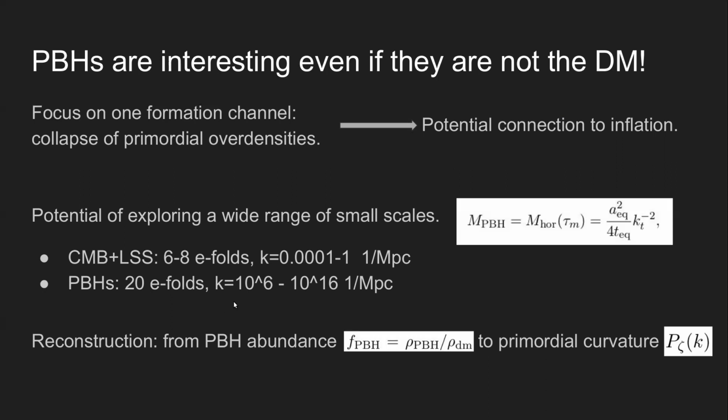With primordial black holes, you can hope to probe from 10^6 to 10^16 inverse megaparsecs, which corresponds to 20 e-folds of inflation. And as you know, you typically need 50 or 60 e-folds of inflation. So primordial black holes allow you to cover a significant amount of this minimum number of e-folds you need. And the interesting thing, and we have a paper on this, is that starting from the abundance that you can constrain, and we did, you can reconstruct the shape and the amplitude of the primordial power spectrum.